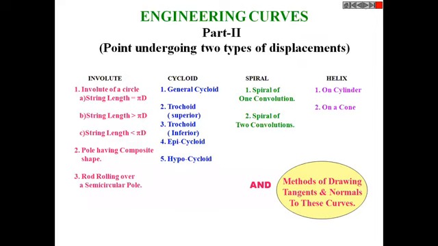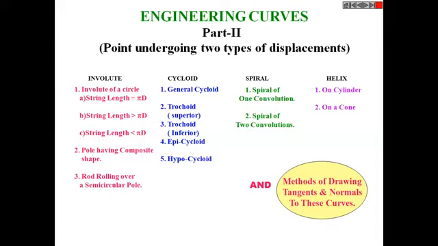In engineering curves, a point undergoes two types of displacement. One is the involute, cycloid, spiral, and helix. Involute of a circle: string length equal to pi d, that is the circumference; string length greater than pi d, meaning greater than the circumference; and string length less than pi d. So there are three conditions in the involute of a circle.